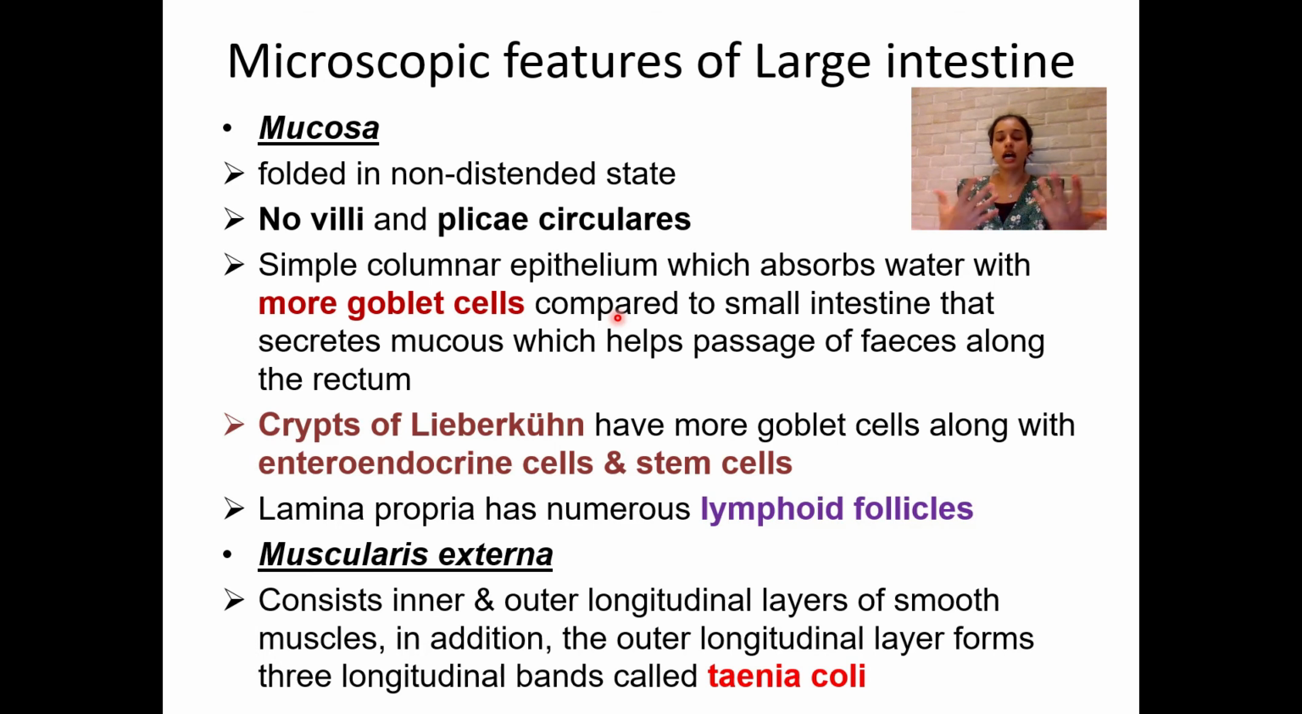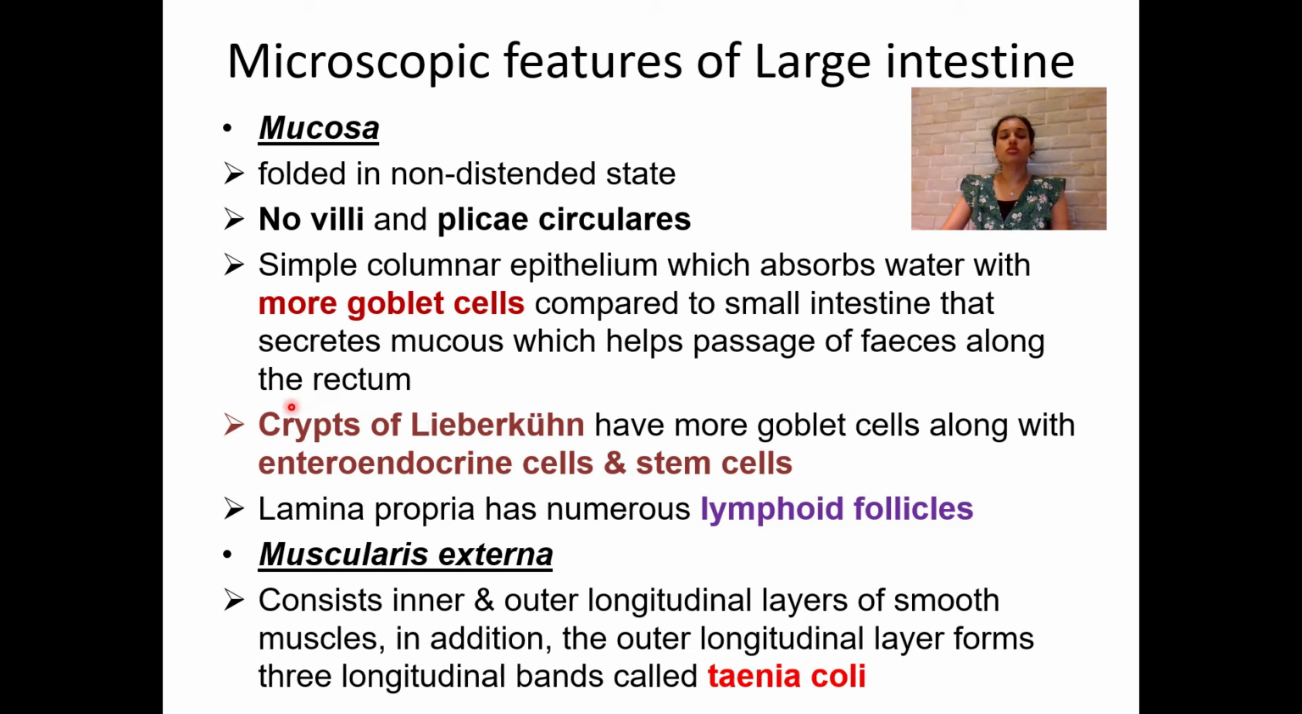So those undigestible materials form a fecal mass which is transported, pushed towards the rectum and the anal canal. Okay, since the columnar cells here have the main function of absorbing water, they are called colonocytes, and they have more goblet cells when compared to the small intestine, because they have to secrete more mucus, which lubricates the intestinal surface, and they also help in the smooth passage of the feces along to the rectum.